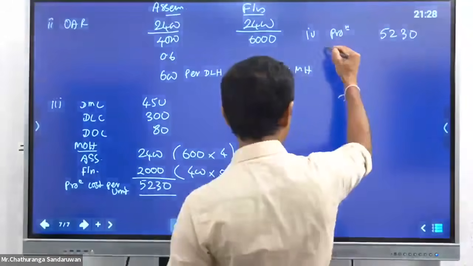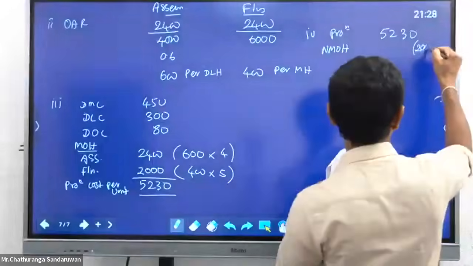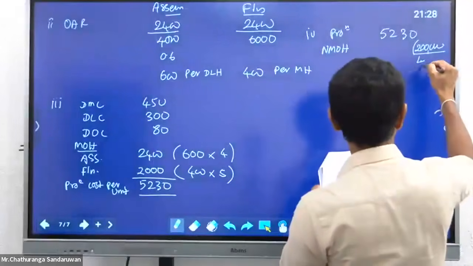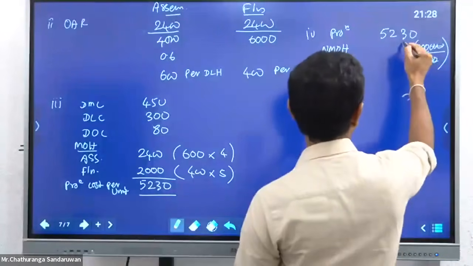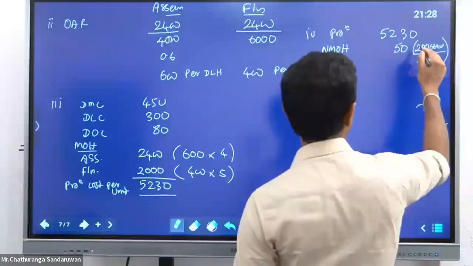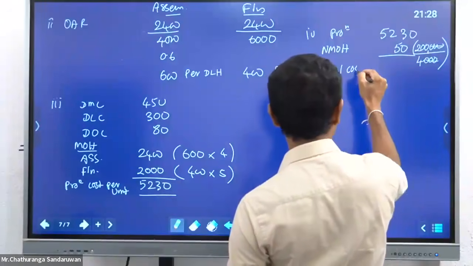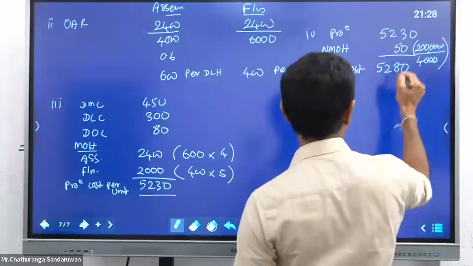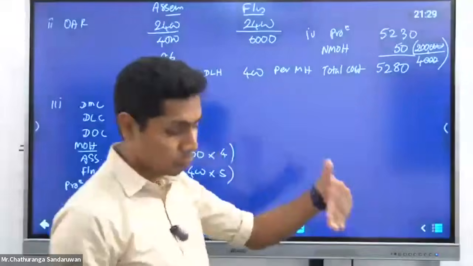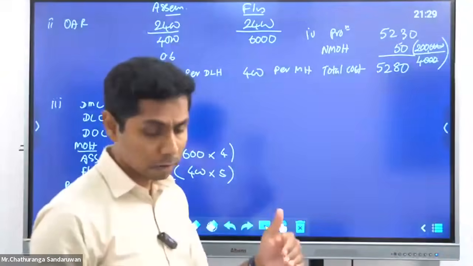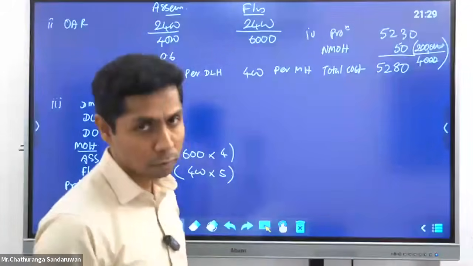So we have to add the non-manufacturing overheads. They say non-manufacturing overhead total is 200,000, and that is for the 4,000 units. So 200,000 divided by 4,000, you get 50 per unit, right? Therefore, full cost or total cost per unit is 5280.